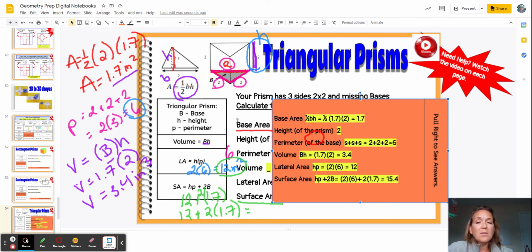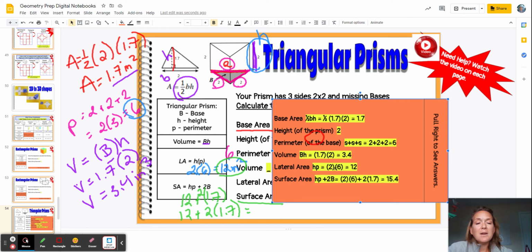Then I've got the perimeter, that's the distance around the base. So we had 2-inch sides, 2, 2, and 2. 2 plus 2 plus 2 is 6. Base times height, again, that's the whole area of the base. That's the 1.7 times 2, because that's the height. So 1.7 times 2 is 3.4, and that was our volume in purple. Then lateral area was the height of the prism. Again, that's the height of the prism. That's the 2 times the perimeter, which is going to be the 6. And that's 12. And then surface area is that lateral area plus 2 bases.